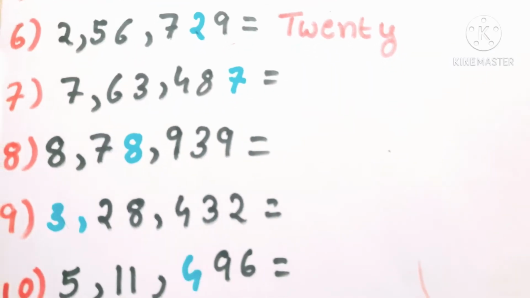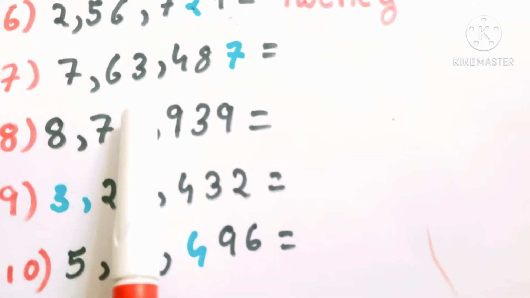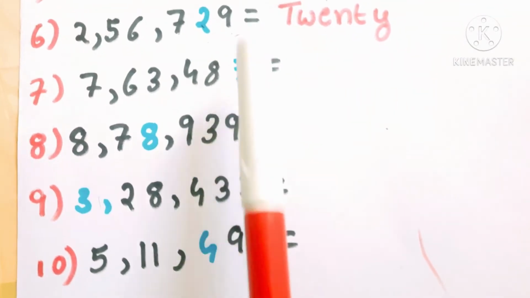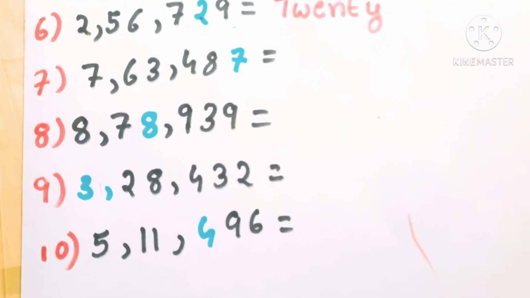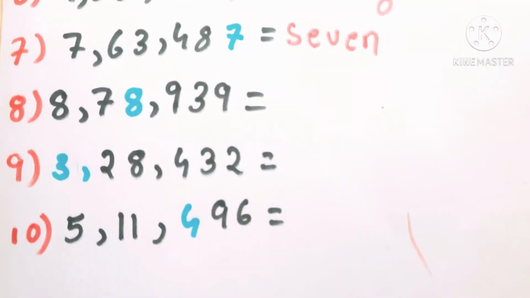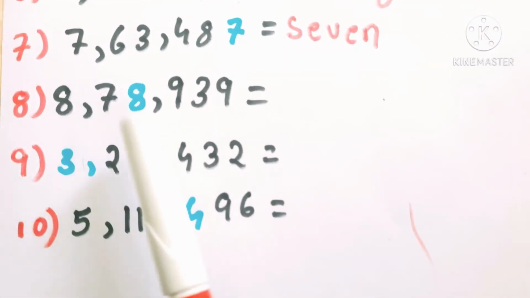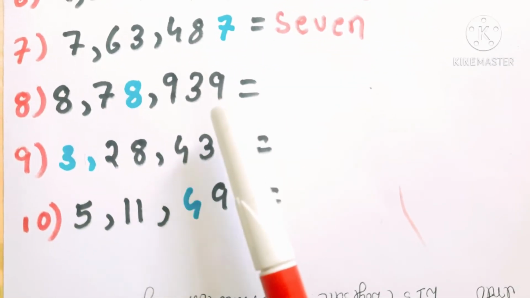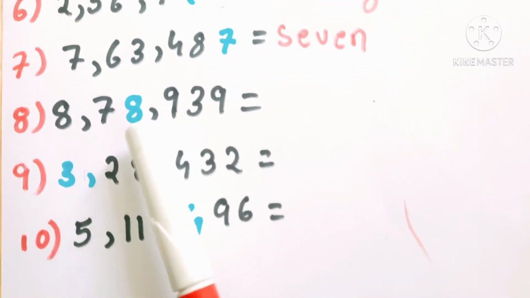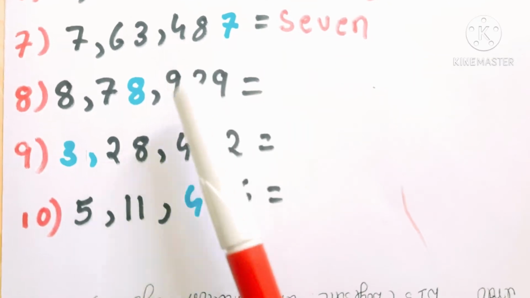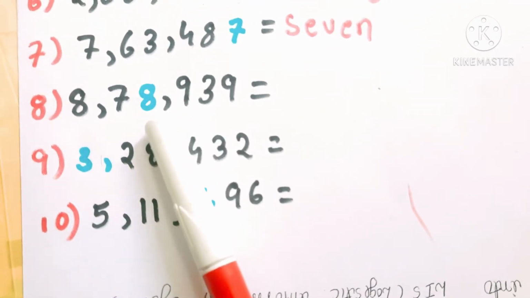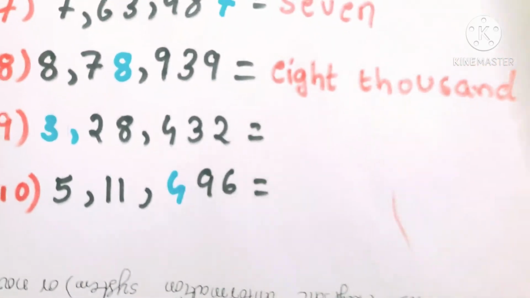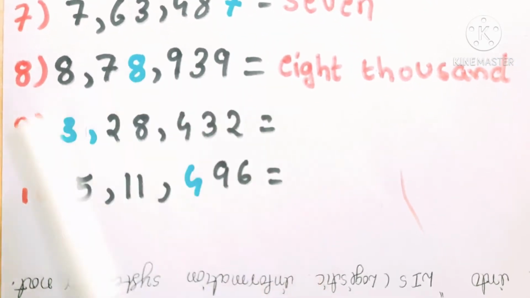The next one is 7,63,487. So 7 is there in the ones place. So directly write 7. Right. So the next one is 8,78,939. So here let's count. 8 is there in the blue color. So ones, tens, hundreds, and thousands. So we have to write it as 8,000. 8,000. So let's go to the next one.